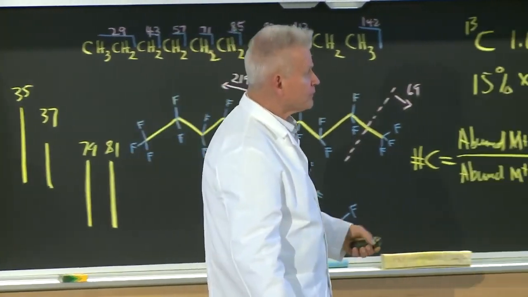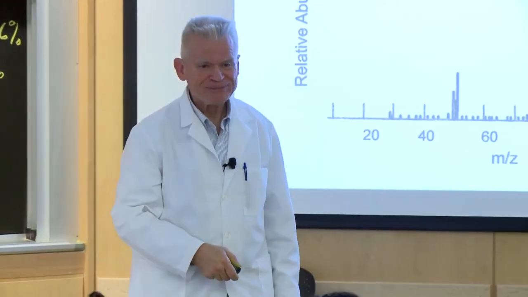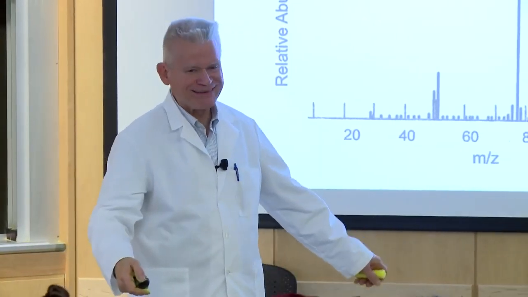Here's an example. So here's a mass spectrum. Look at our molecular ion region here. Separated by 2 mass units. Ratio of 3 to 1. What do we have? A chlorine, yes.